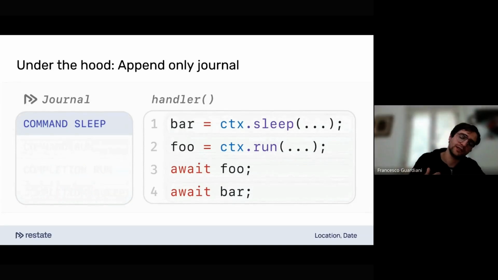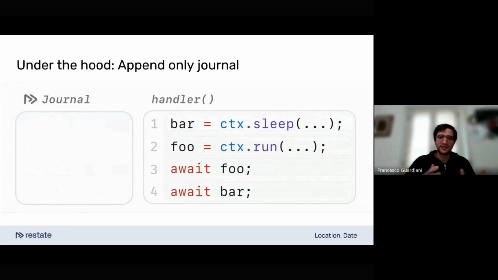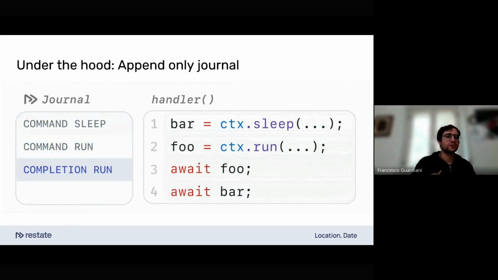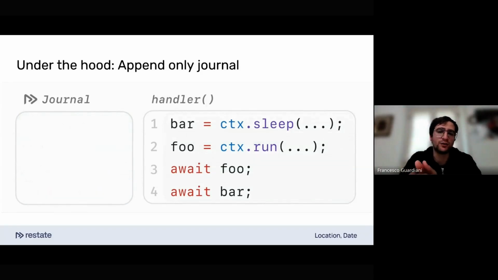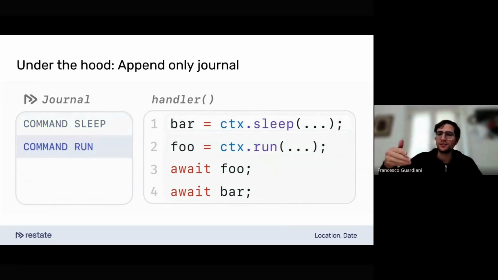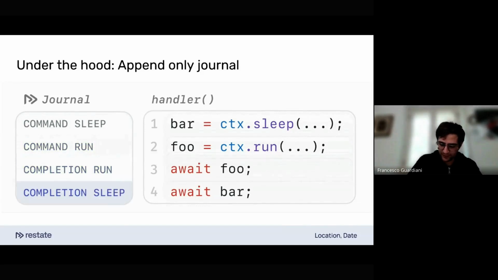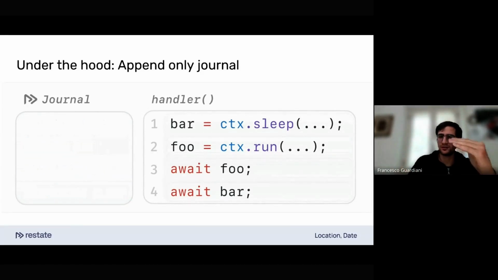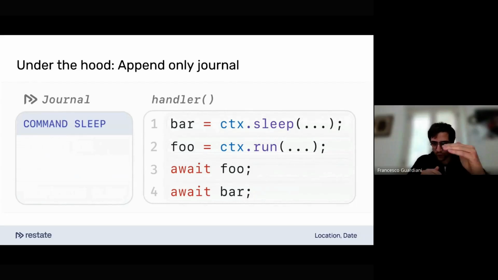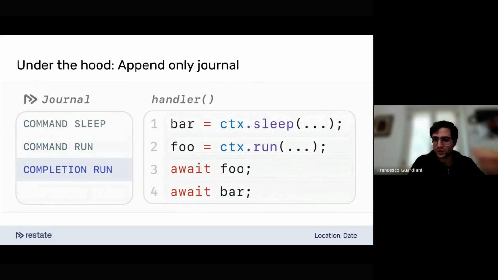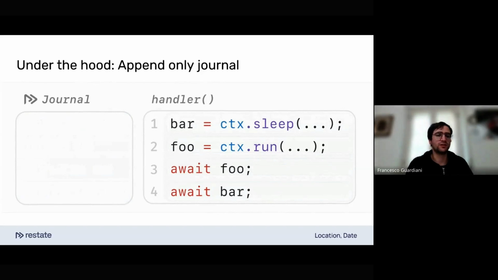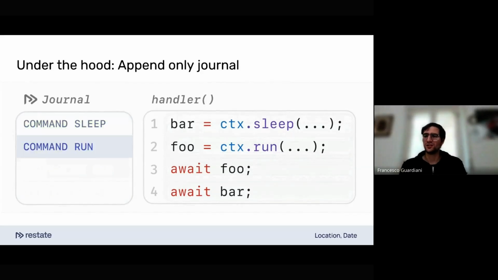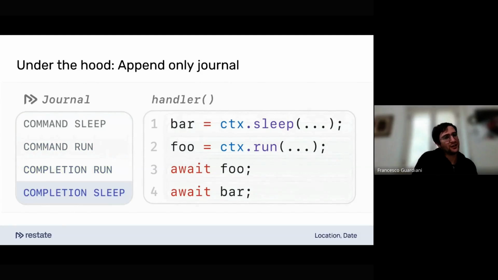What we did with this new data model is that we now write commands and completions separately, and we establish a total order between the commands and completions. Now, the commands are driven by your code, of course. This means that it literally depends on whether you write context.sleep or context.run first in your code. If you swap line 1 and 2, you will have the commands in the journal in reverse order, while completion order really is not something that depends strictly on your code.